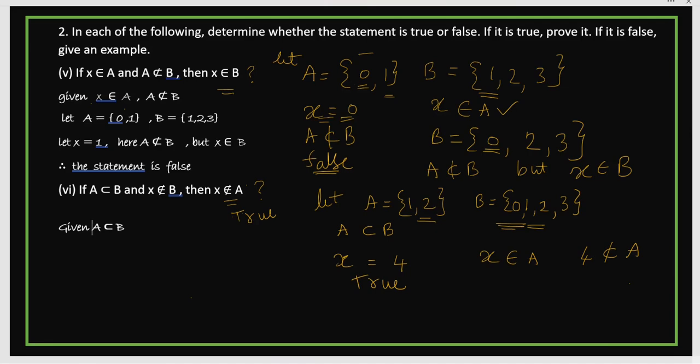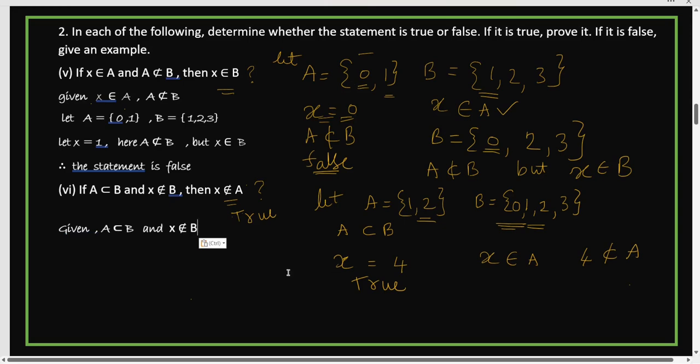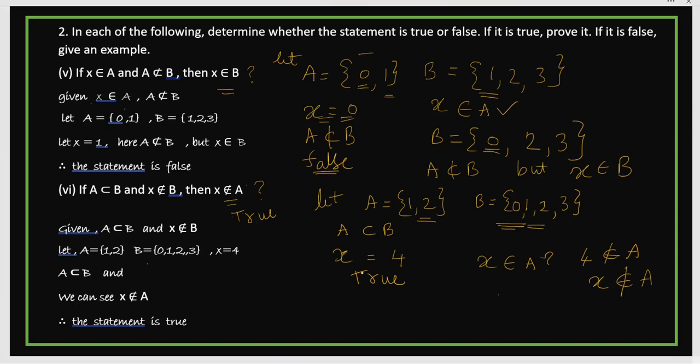Given A is a subset of B and x does not belong to B, that means what? I have written the explanation here. Does x not belong to A? This is what we have to check. We have 4 does not belong to A, so x does not belong to A. This statement is always true, because A is a subset of B, and if the element is not present in B, it will definitely not be present in A.